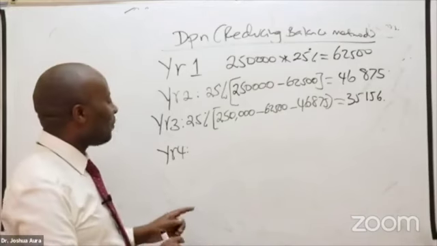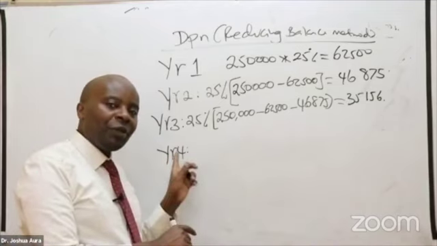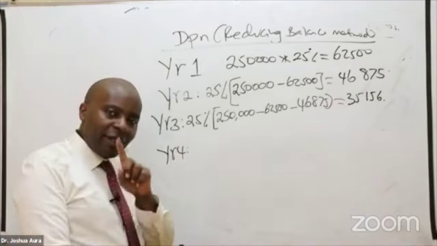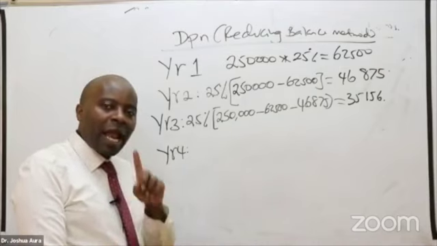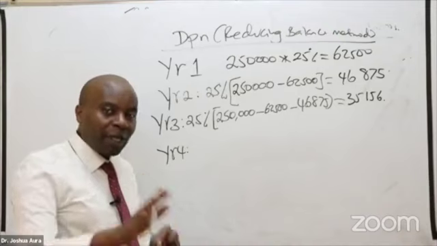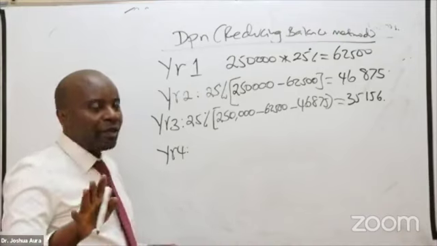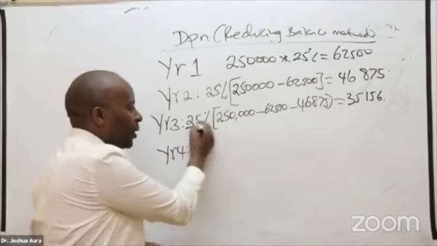Remember, ladies and gentlemen, that year 4 happens to be the last year. If it is our last year, the last year of the project had a useful life of how many years? 4 years. So for the last year, ladies and gentlemen, normally we don't apply this percentage at all.